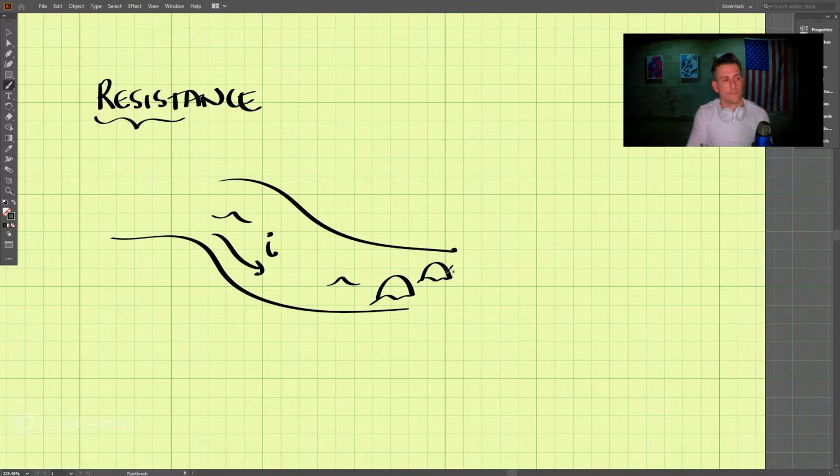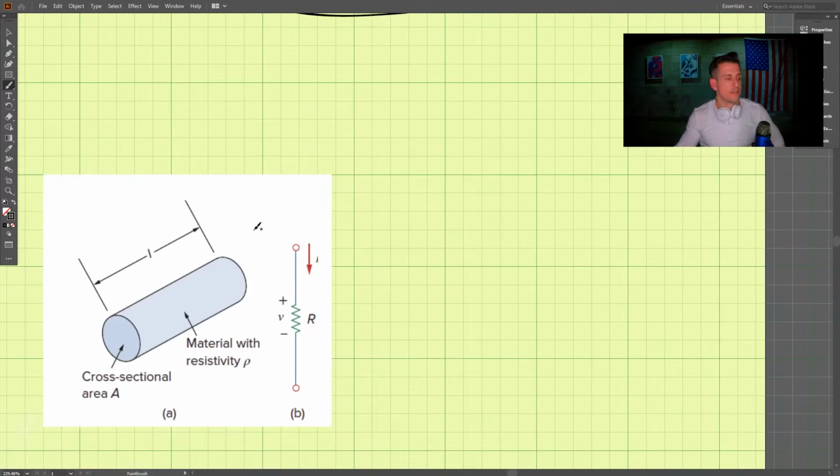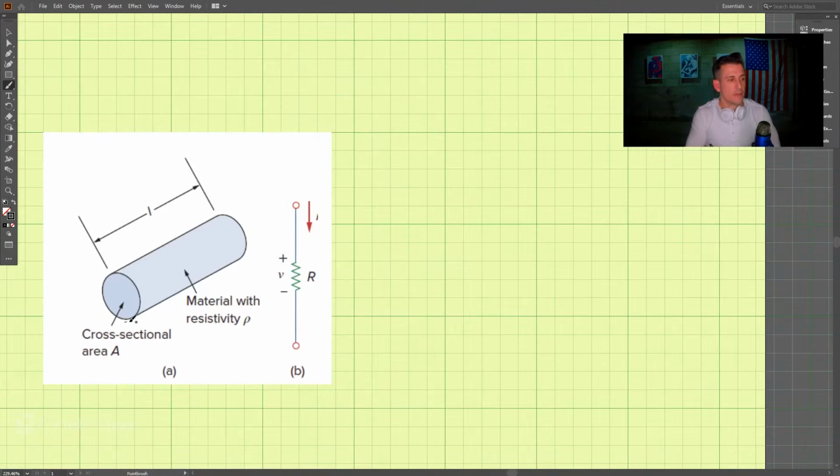If we want to discuss resistance, we would have rocks in the water. So these are rocks, and these would be our resistors. The resistors block the flow. They stop the flow. So these are our resistors here. Now, if you think of this as a resistor, and we draw resistors in this manner, this is how we would draw them in a circuit.